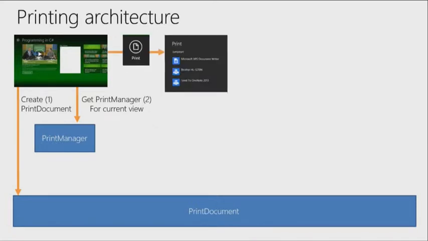Once I then initiate printing, I've got a couple of ways I can do that. We have a print button on the app bar that we can select, and all that does is request that the print UI be displayed. The other way we can do it is we can navigate into the devices menu and bring up and select printers.